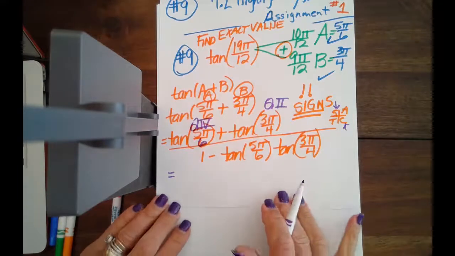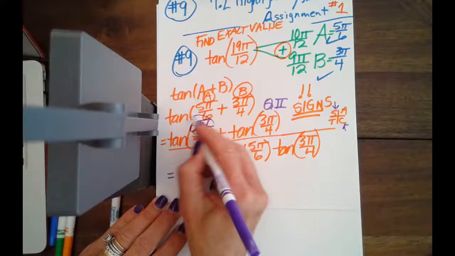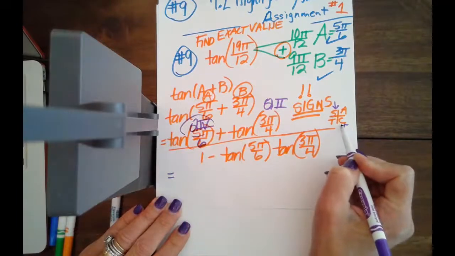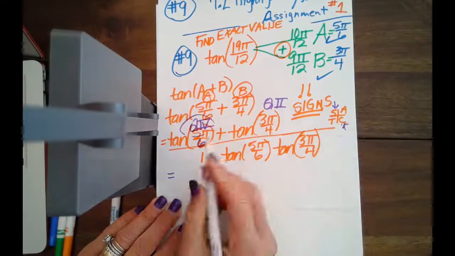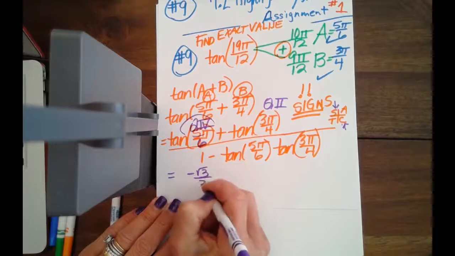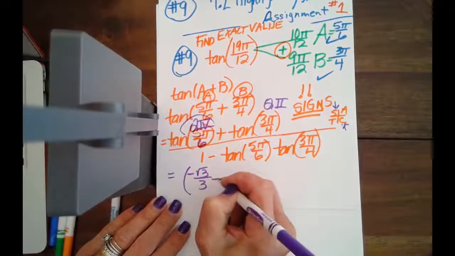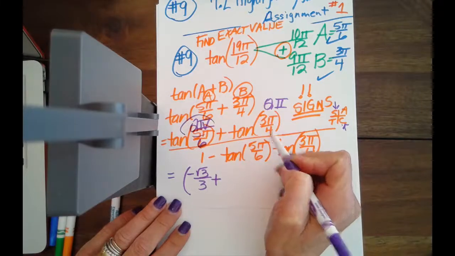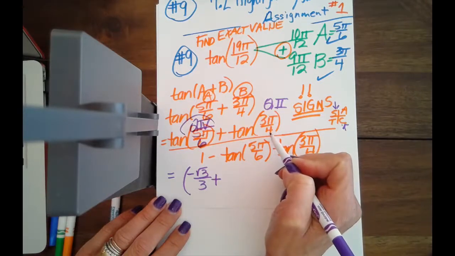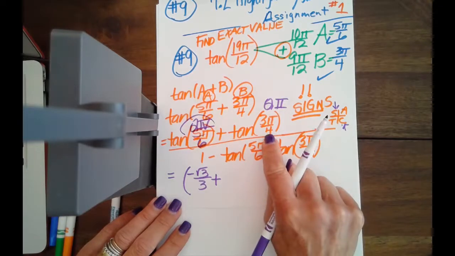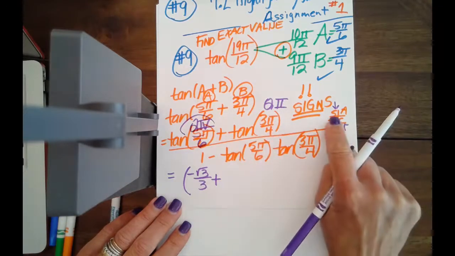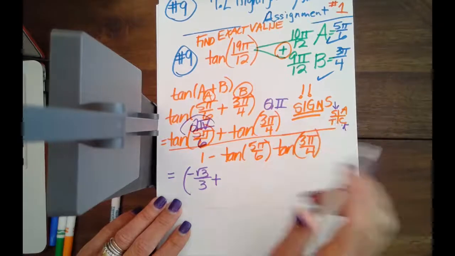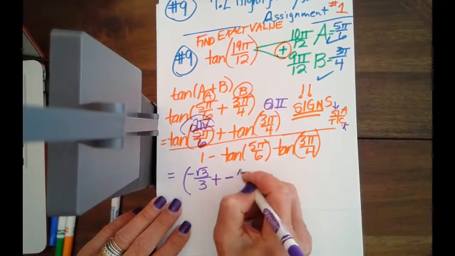Well, this is in quadrant 4, where tangent is negative, because the only thing positive is cosine, so it's going to be negative radical 3 over 3, okay, plus the tangent of 3 pi over 4. Well, 3 pi over 4 is a pi over 4 family member whose tangents are always either 1 or negative 1. Well, if the tangent I'm looking for is 3 pi over 4, that's going to be in the second quadrant, therefore tangent's going to be negative. So I'm going to put that there.